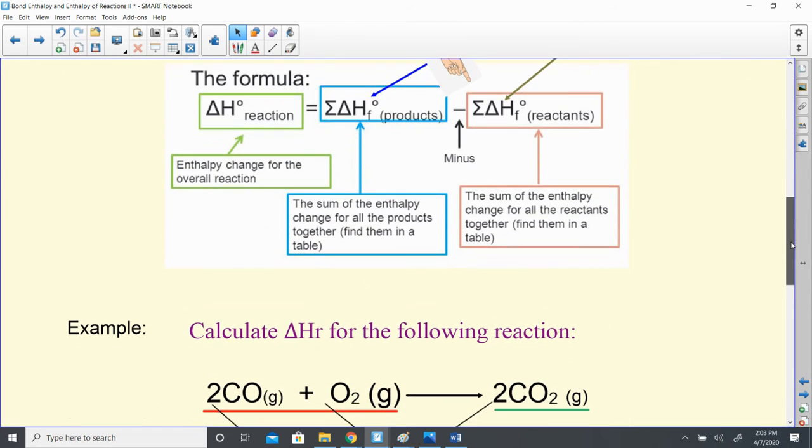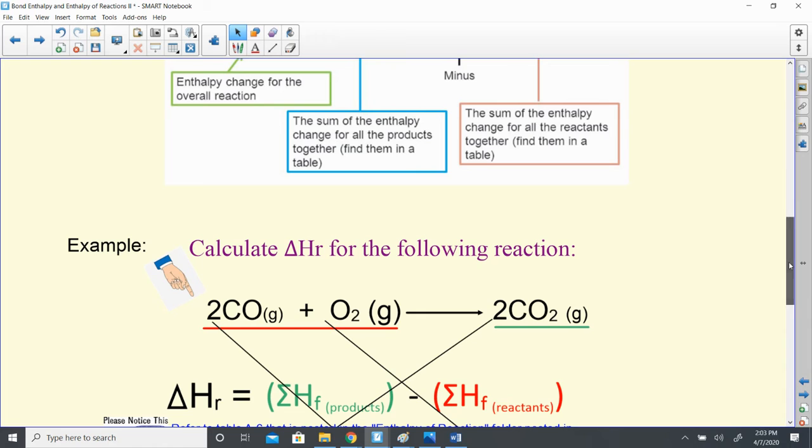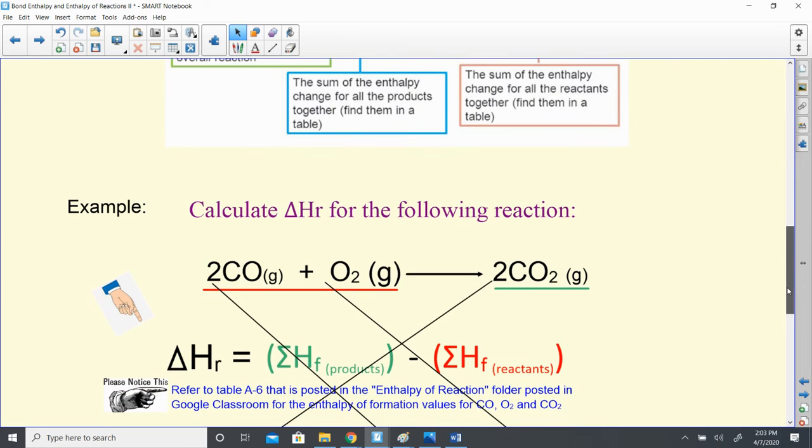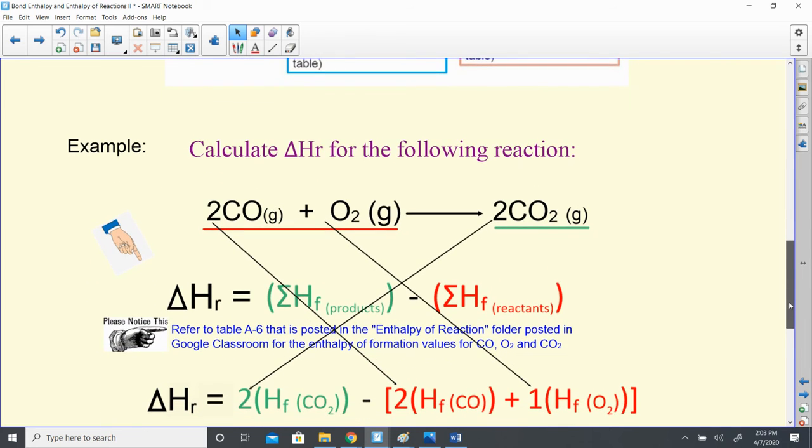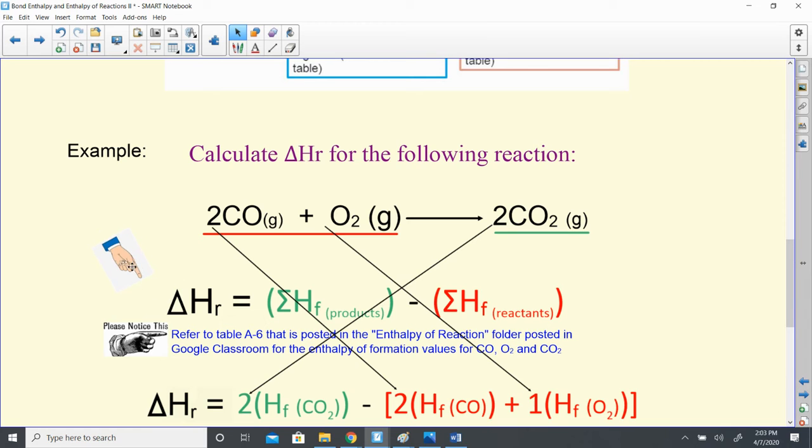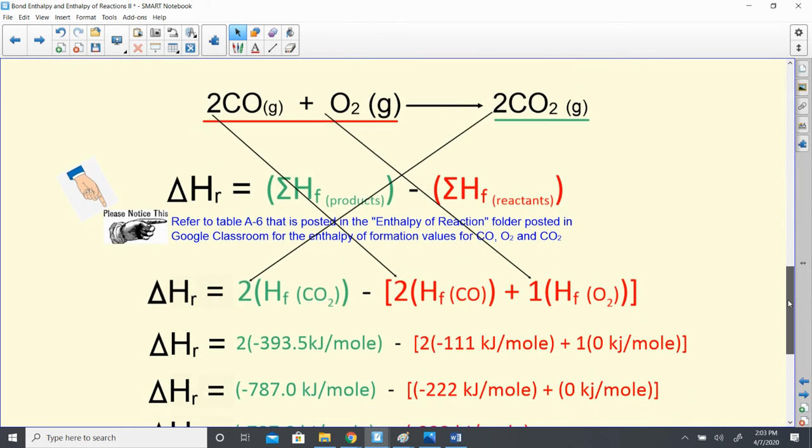Here is an example I'll work out with you. Calculate the enthalpy of reaction for 2CO in the gaseous state plus O2 in the gaseous state, and we're going to form 2 CO2s. So we're going to calculate the enthalpy of reaction, which is the summation of the enthalpy of formation of the products minus the summation of the enthalpy of formation of the reactants. I'm going to use table A6, which I'm going to post in Google Classroom momentarily, which is going to have all the values for the enthalpies of formation of some common compounds. So I'm not going to use the one that is posted in Pearson. I'm going to use one that I have included as a PDF for you.